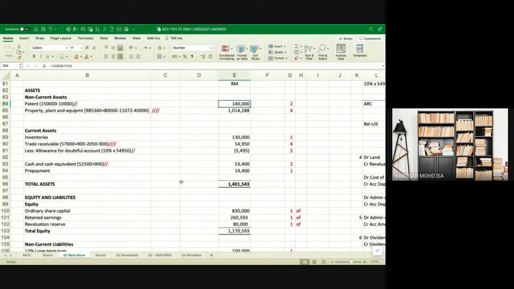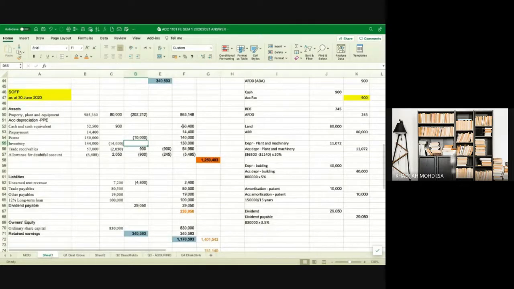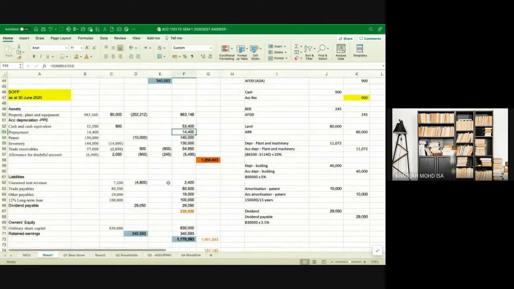Cash 53,400, prepayment 14,400. Do I get the same answer? Cash, yes, prepayment is 14,400, correct. Patent, inventory, okay. Trade receivable, what about my trade? Where's my trade receivable? 54,940 is the same. Allowance 5,495. Where's my allowance? Correct. So where else did I go wrong?